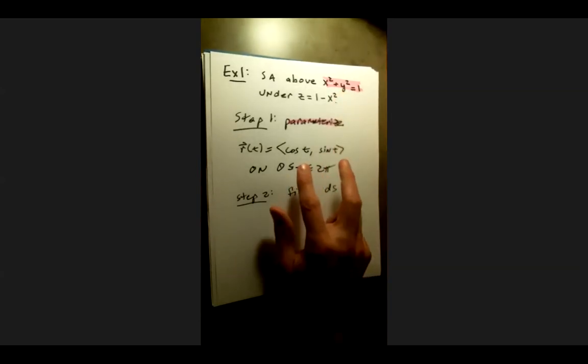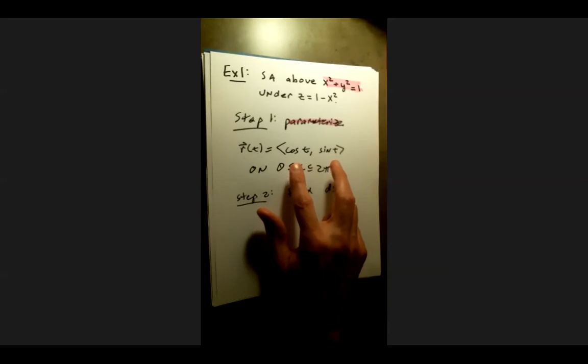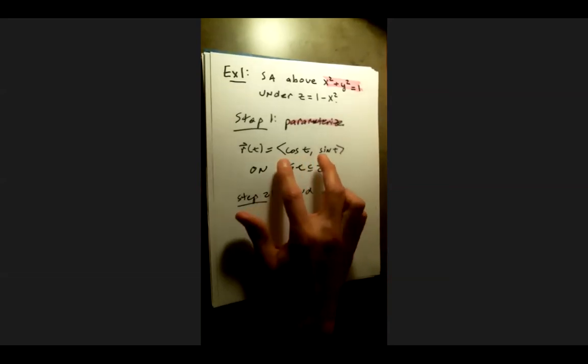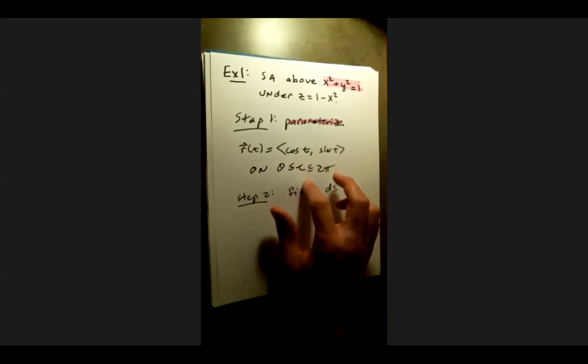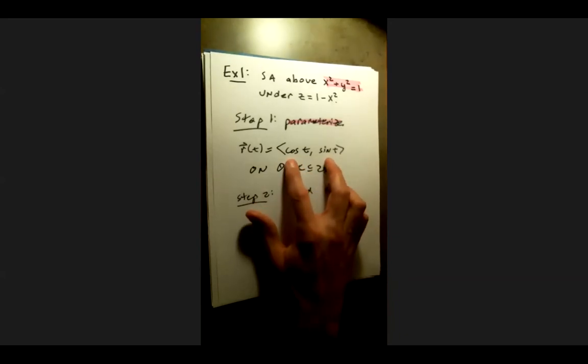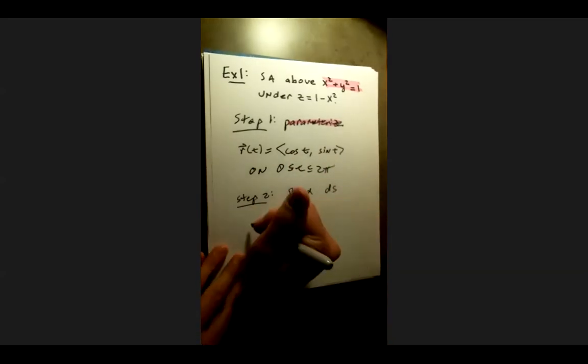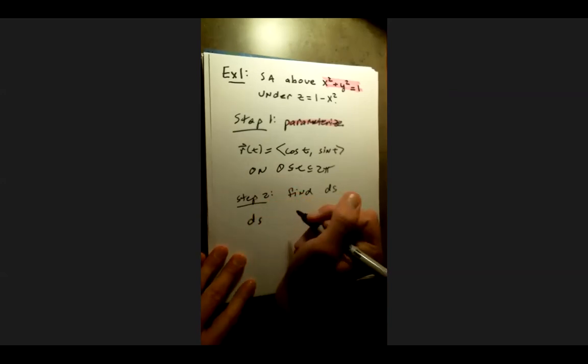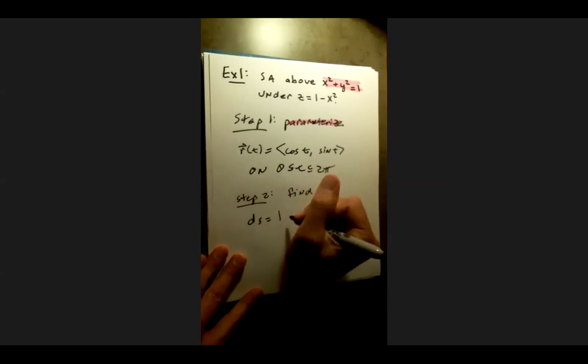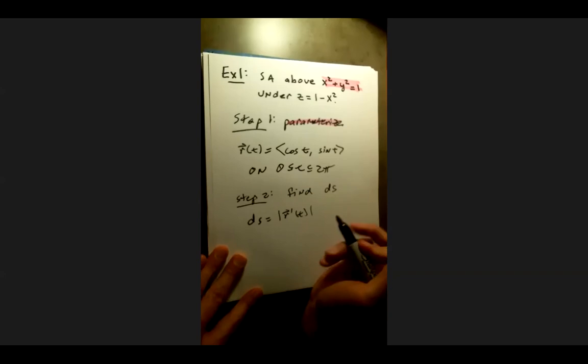Because notice if you were in polar coordinates or cylindrical coordinates, you might have a t, but you would also have an r somewhere in this, and so there's only one parameter, not 2 parameters. So our formula for ds, good question. So ds is the magnitude of r prime of t.